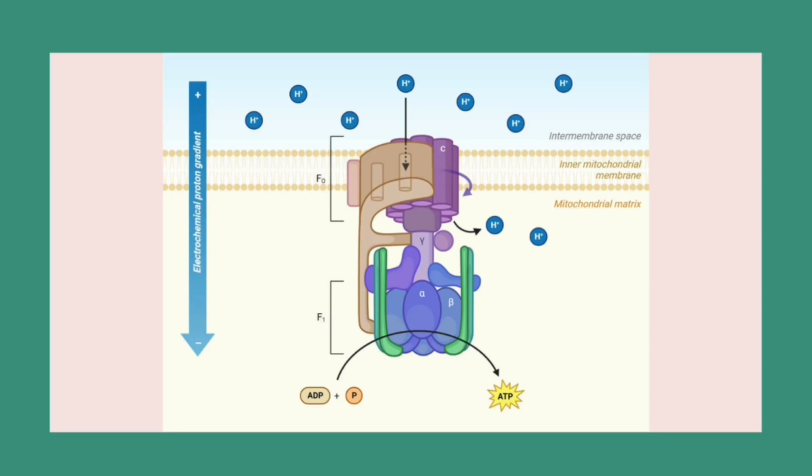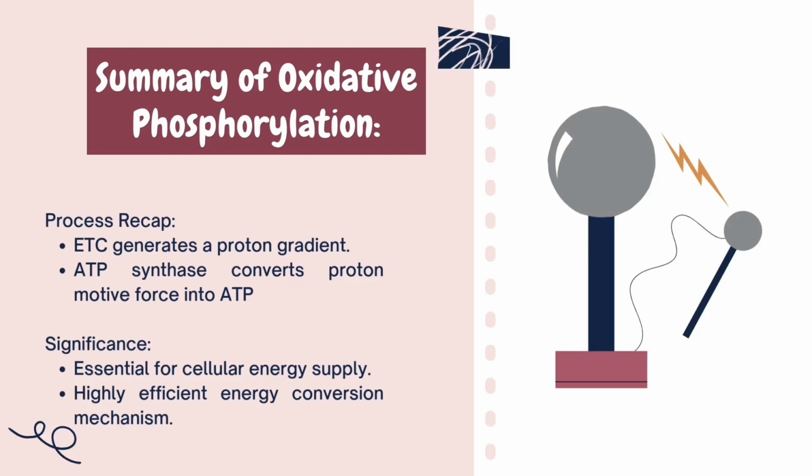Under certain conditions, ATP synthase can function in reverse, hydrolyzing ATP to pump protons against their electrochemical gradient. This helps maintain the proton gradient, which is essential for various cellular processes. Cellular energy balance: by coupling ATP synthesis to the proton gradient, ATP synthase ensures that energy production is tightly linked to cellular needs. So this is the summary of oxidative phosphorylation.